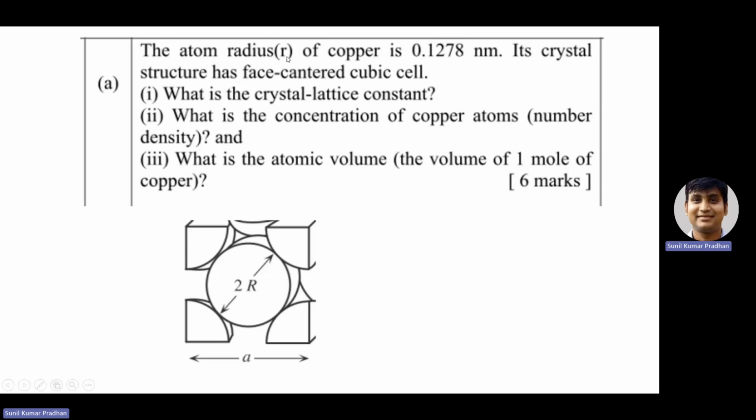The atomic radius of copper is 0.1278 nanometer. And as we know, copper is a face-centered cubic structure. That means it has a crystal structure of FCC. Now there are three questions we have. What is the crystal lattice constant? Second question, what is the concentration of copper atoms? That means your number density. And third question is, what is the atomic volume? That means the volume of 1 mole of copper.